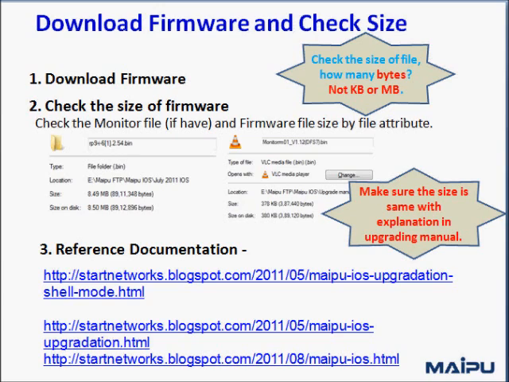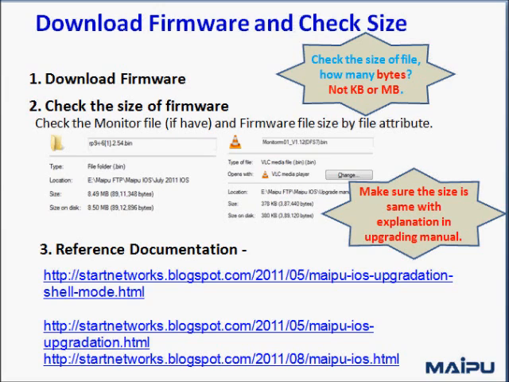Maipu IOS upgradation can be done in 2 ways. One is shell mode, that means from telnet or remote login, or from the normal CLI mode. The other way is monitor mode. Monitor mode is basically used in recovery cases or crash cases.